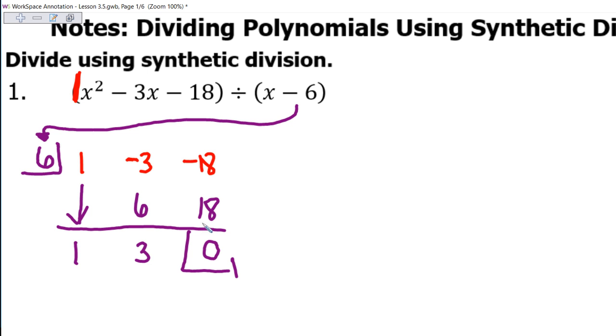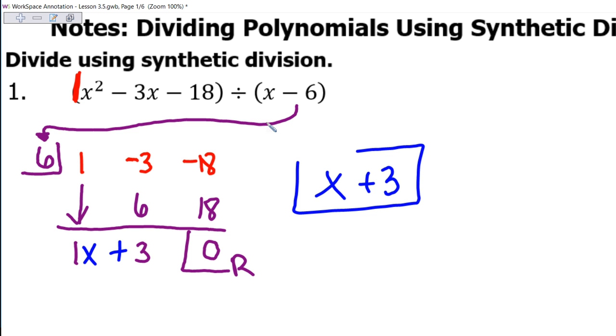Now when you're writing your answer, you can't just put the 1 and the 3. That doesn't make sense. We need to have some variables with it. When we're writing our variables, you drop it a degree. The highest degree in the problem was x to the second, so if I drop it down, this would be x to the first plus 3. So that's my final answer, x plus 3. If the remainder was something other than 0, we'd have to do what we did yesterday, so plus remainder over binomial. But if the remainder is 0 like this problem, we don't have to add it.